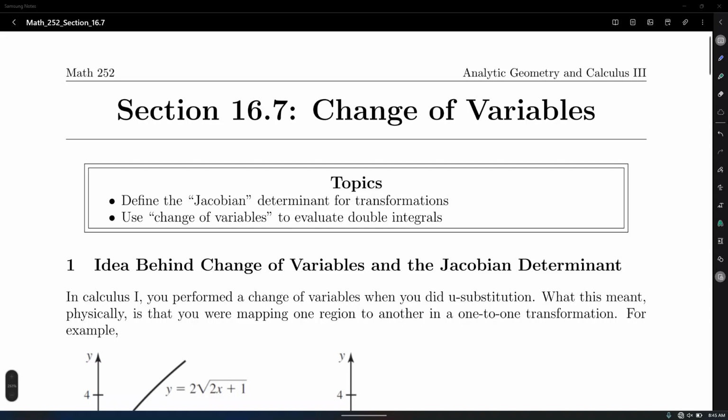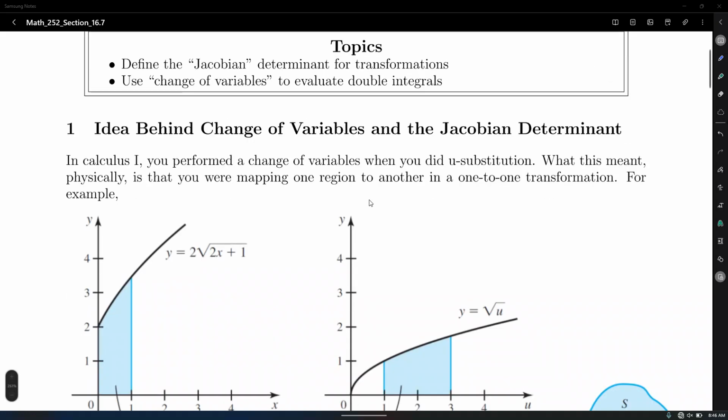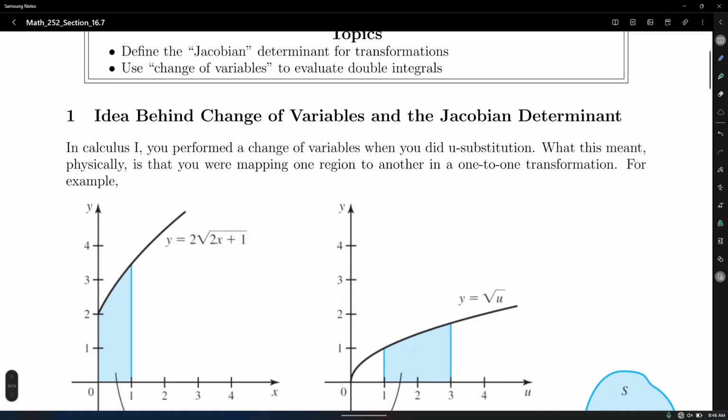You learned that in Calculus 1, you use it a lot, then you apply it infinitely many times in Calc 2, and we have done a lot of those U substitutions here in Calc 3, all right? But how can we generalize this idea of change of variables? Well, a picture first.